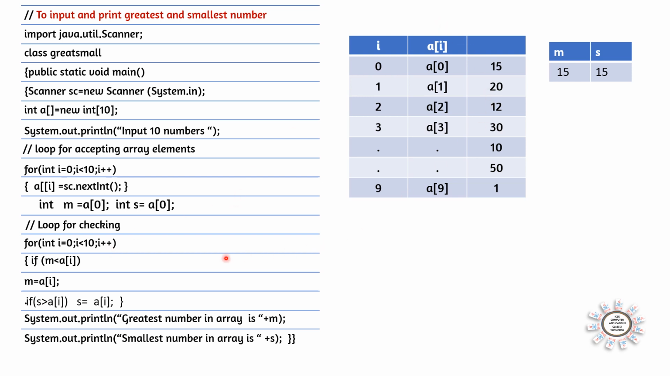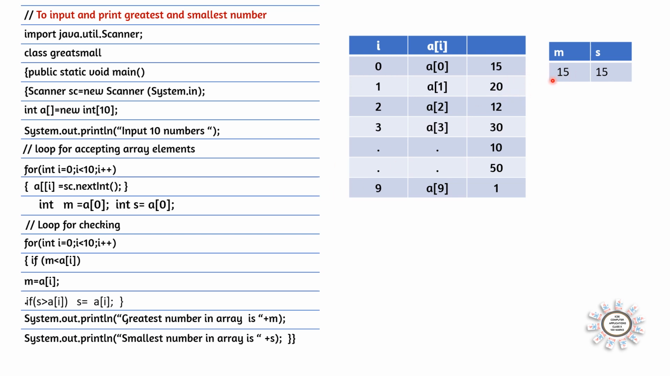The loop will go from 0 to 9. And now here we are checking if m is less than a of i. a of i will start from 0 to 9. First time, we are starting from 0. If you want, we can start from 1 also, because the first number we have already taken.